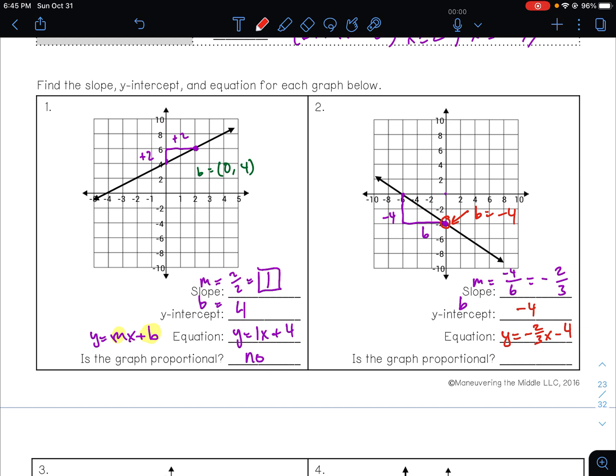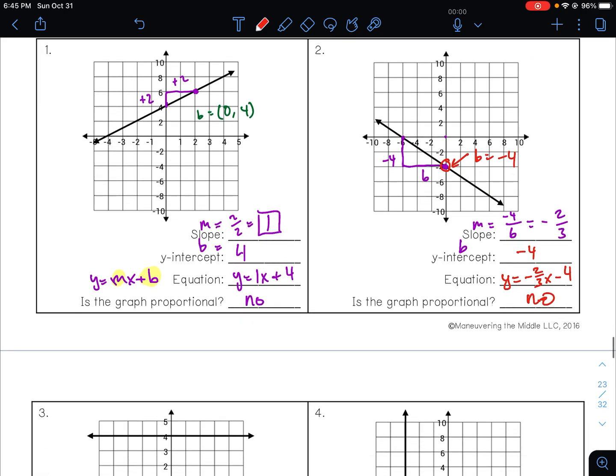Is it proportional? Does it run through (0, 0)? No. And it has a y-intercept of -4. It's not a y-intercept of 0. So no, it is not proportional. That's a weird looking no. No, it's okay.